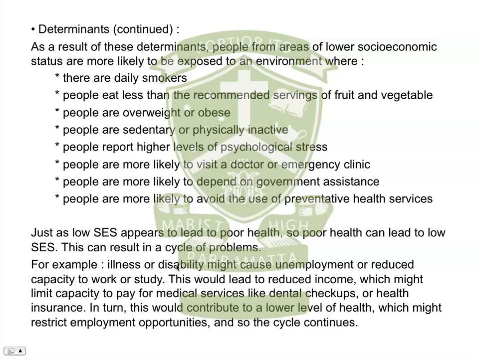And just here, this is an example of the cycle I was talking about. You can read through that example, but bad socioeconomic status can lead to poor health, just the same as poor health can lead to lower socioeconomic status, and it just spirals from there, and it's an ongoing cycle, and it's a very tough cycle to break.